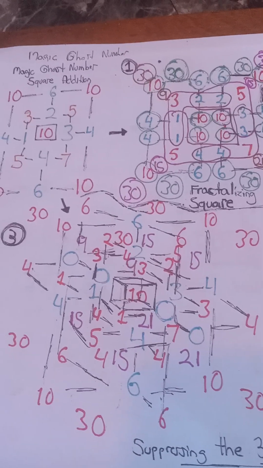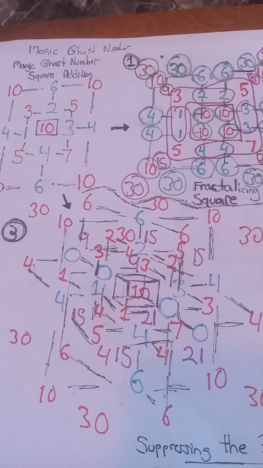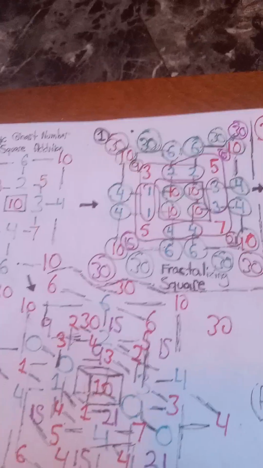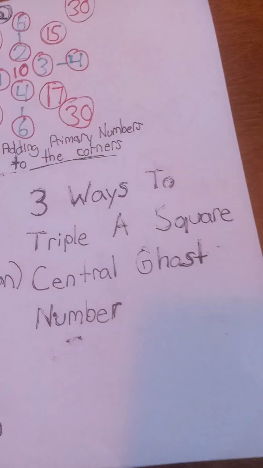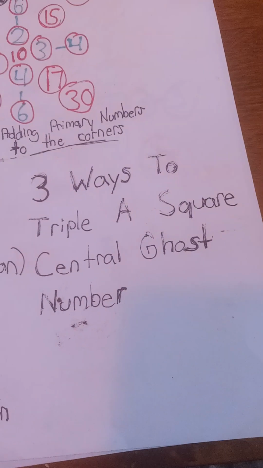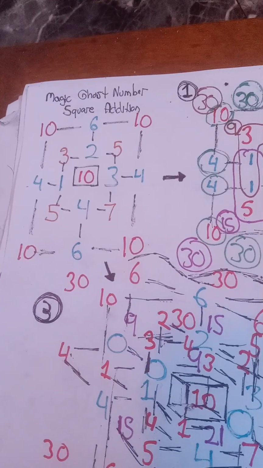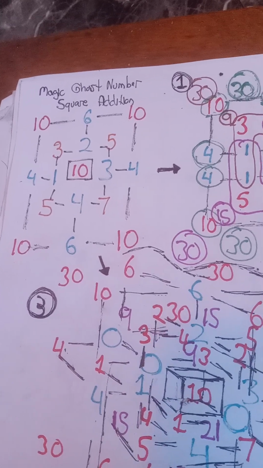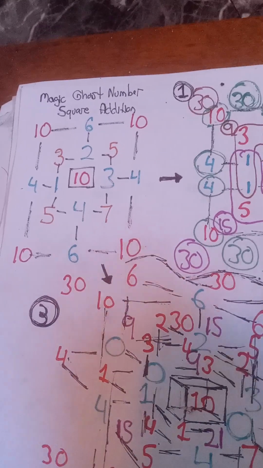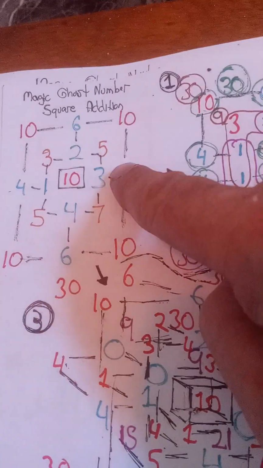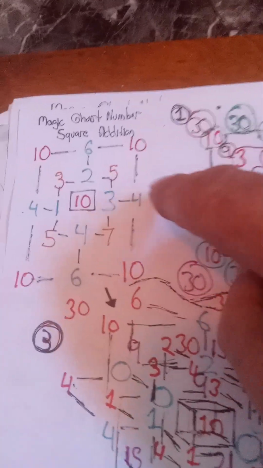Okay, I want to try to run through this briefly. I discovered this last night or over the past couple of days. There are, in fact, three ways to triple a square central ghost number. You already know that there's three ways to triple a cube, but for the magic ghost number square, this is an addition form, and I'll show the one in multiplication too.